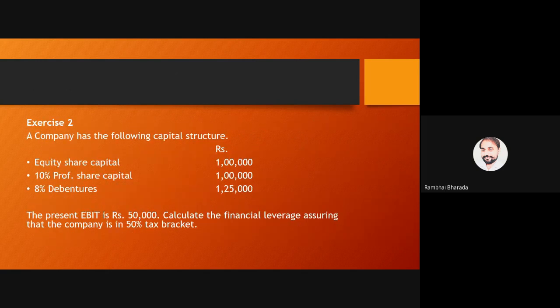Now look at the practical question. The capital structure of company A is given to you: equity capital 1 lakh, 10% preference capital, 8% debenture for rupees 1 lakh 25,000. The present EBIT, earning before interest and tax, is 50,000. Calculate the financial leverage, assuming that the company has a 50% tax rate. So the capital structure of the company is given to you, equity capital and debentures, plus EBIT is given to you, and the tax rate is also given to you.